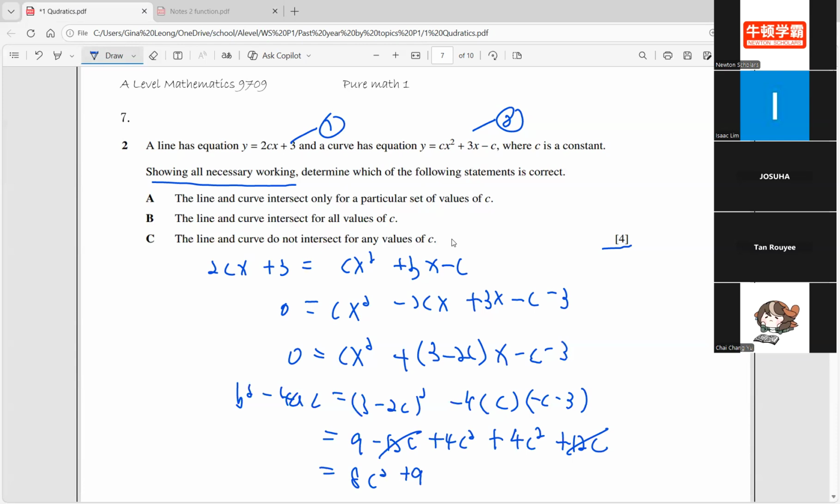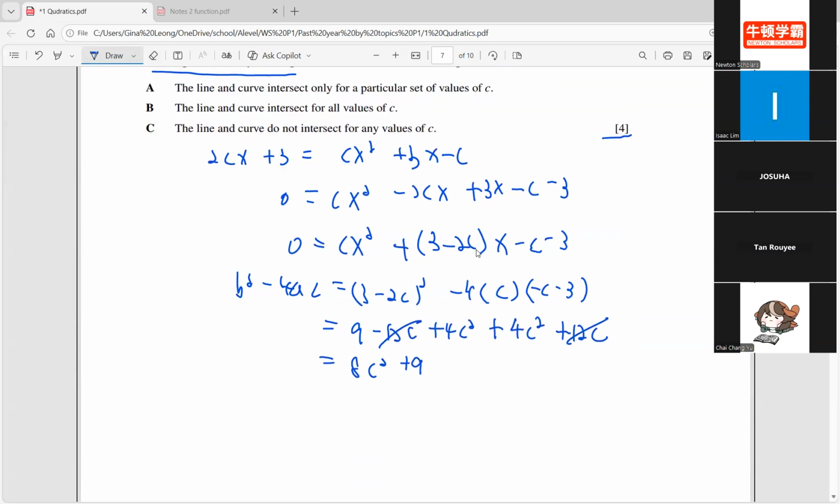Okay, so same thing as just now. C squared is always bigger than 0. So meaning that this value is always bigger than 0. So when it's always bigger than 0, that means the line and the curve will intersect for all the values of c. Okay? So if less than 0, that means do not intersect. Okay, if equal, that means A. So we have to try to find.